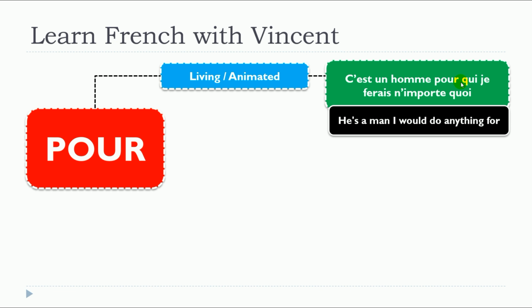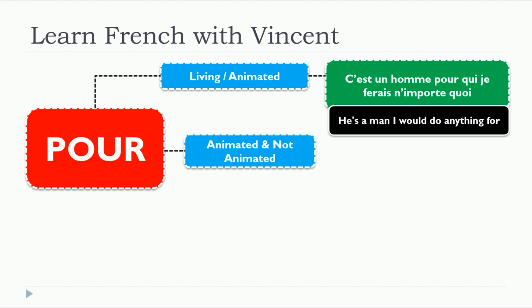Keep in mind, and that's the good news about it, that for this category of living things, so persons or animals, we'll use qui, whether for the masculine, feminine, singular, or plural. So this is good news. In fact, it will be quite simple. C'est un homme pour qui je ferai n'importe quoi.